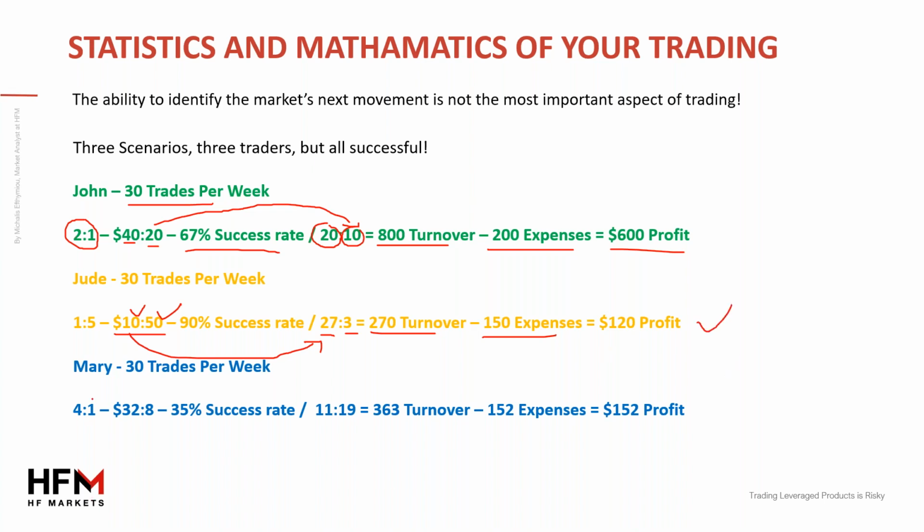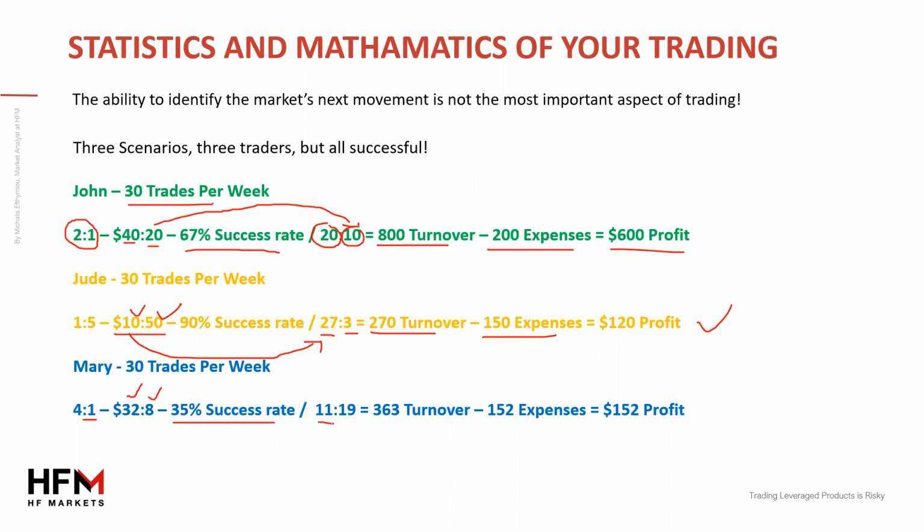Okay, then we look at Mary, still 30 trades per week. She's a beginner, she has a very low success rate, 35%, but she has a high reward to risk ratio because she knows, because she's got a low success rate, because most of the time she's unable to determine how the market is going to move, she needs a high reward to risk ratio. So she's looking to earn 32 per trade and she's risking 8 per trade.